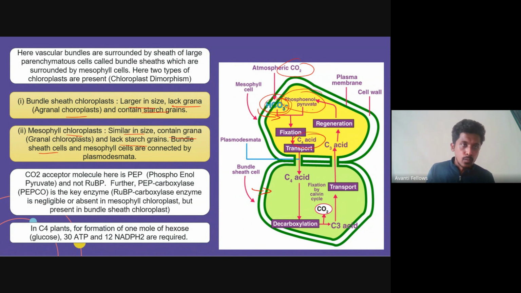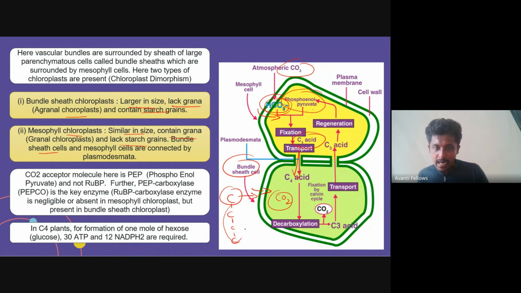Phosphoenol pyruvate gets converted into malic acid or aspartic acid, which are 4 carbon containing compounds. Now, these 4 carbon containing compounds are transported to the next cell, that is the bundle sheath cells. In bundle sheath cells, what happens? You have 4 carbon atoms, isn't it? Among these 4 carbon atoms, one carbon atom is removed. When this carbon atom is removed, you get carbon dioxide as the byproduct.